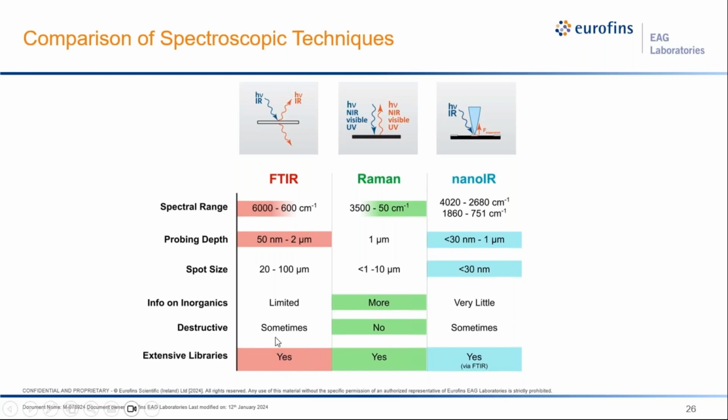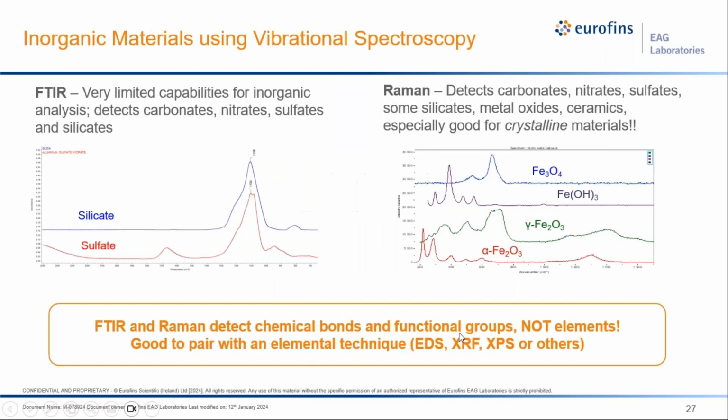FTIR has a library with more than 350,000 entries, which again can be used by nano-IR. In contrast, Raman has a library of about 30,000, so about an order of magnitude less. And that's why for any kind of unknown material, if we have enough material, we always like to start with FTIR because the libraries are just so great.